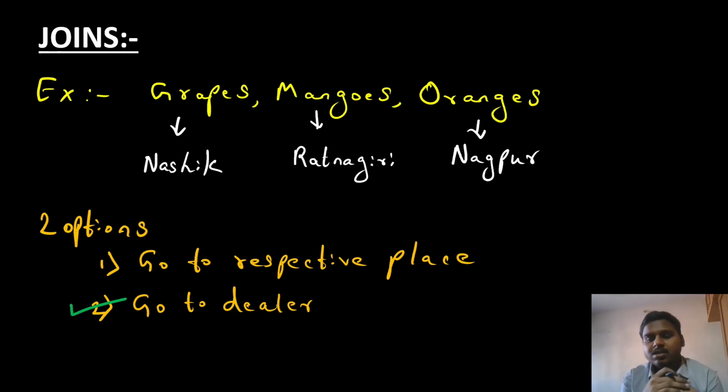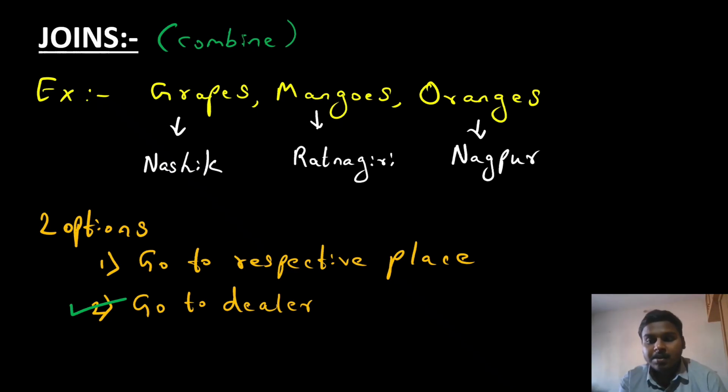So why are we discussing this example? In the joins concept also, we use this idea. Why? Joins means what? Joins means combining. Combining the tables. When you combine the results of tables, why do we combine? So that we can get the output easily.